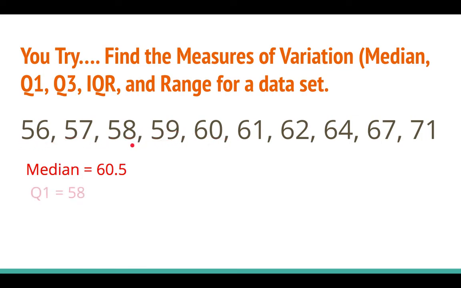So hopefully you're saying 58. And to find quartile 3, or Q3, you want the middle of all the numbers greater than 60.5. Hopefully you said 64. Next, you want to find the IQR. So again, it's Q3 minus Q1. 64 minus 58 is 6. And last, you want to find the range, which is 71 minus 56, biggest number minus smallest number. The range is 15.